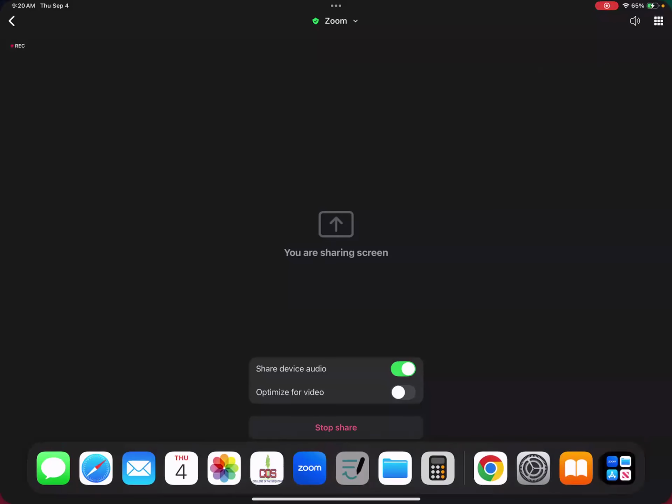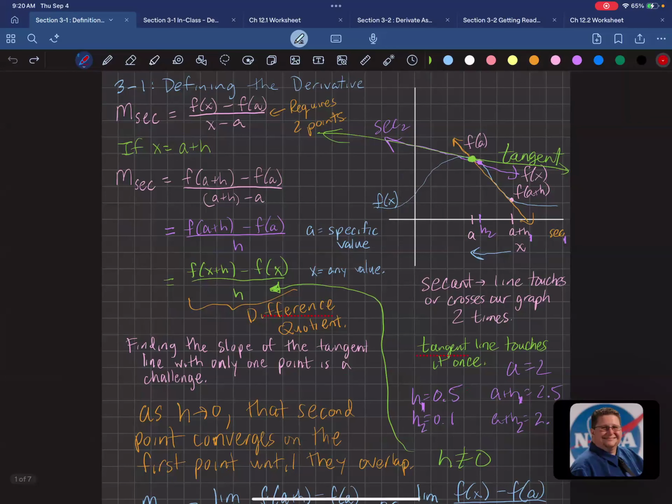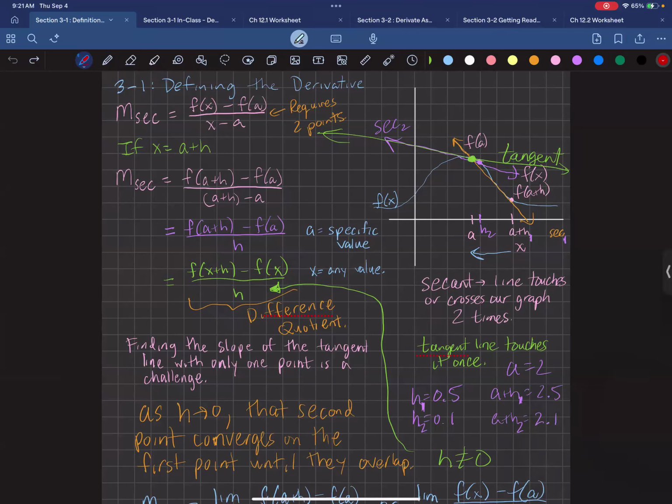Recording in progress. All right, let's give this 3-1 another try. This is defining the derivative. So we've been doing a lot of stuff with limits and working with secant lines a lot. And so the secant line is where a graph is crossed by a line at 2 points, or any surface or segment is crossed by a line at 2 points. So that's what I have showing up right here in the orange.